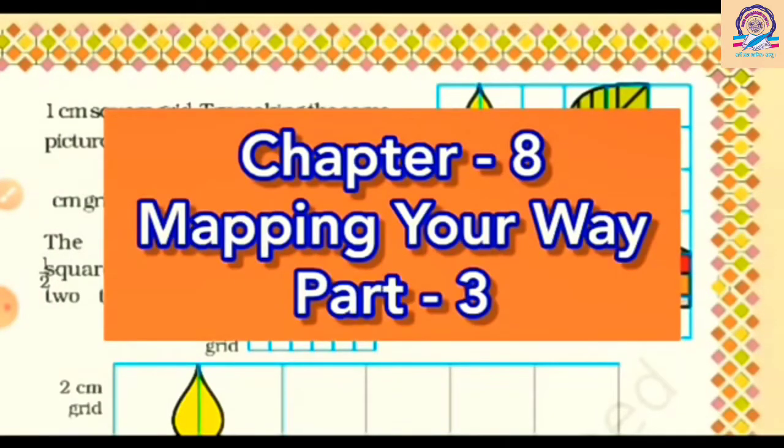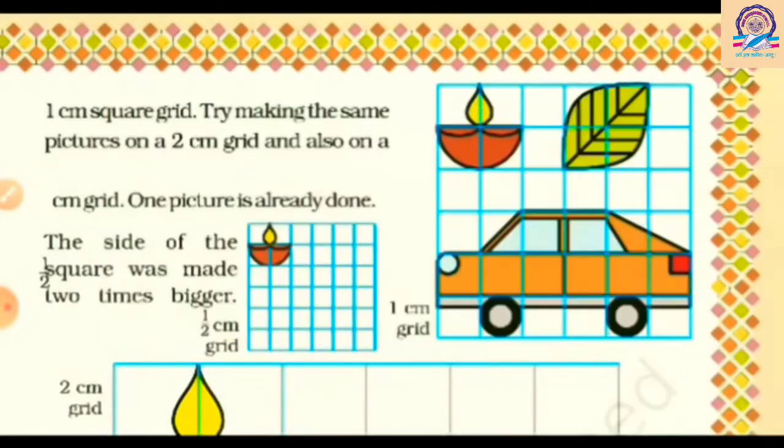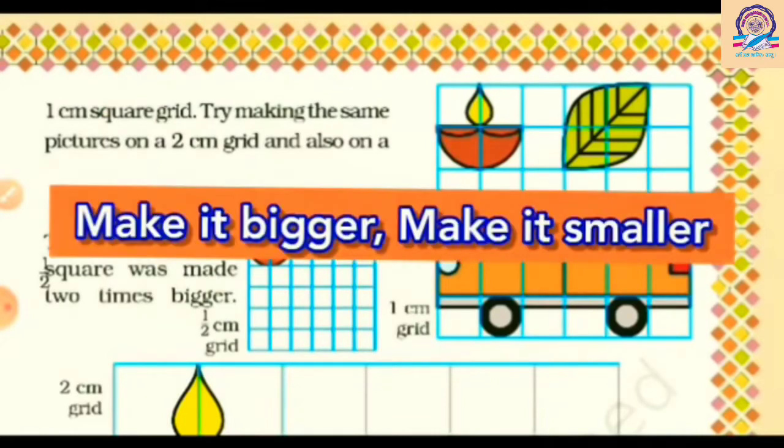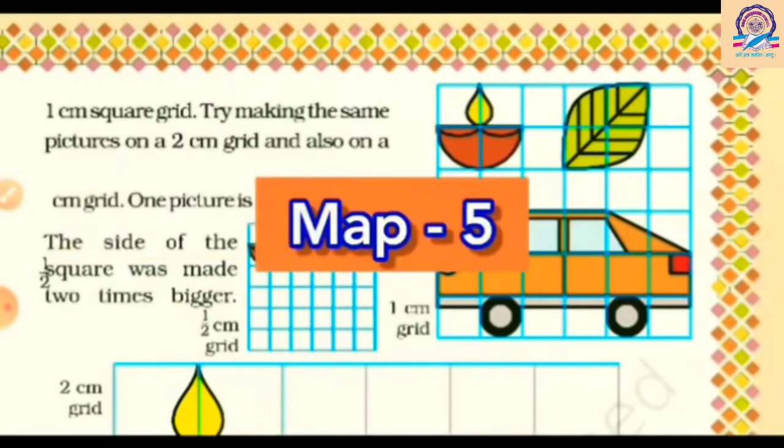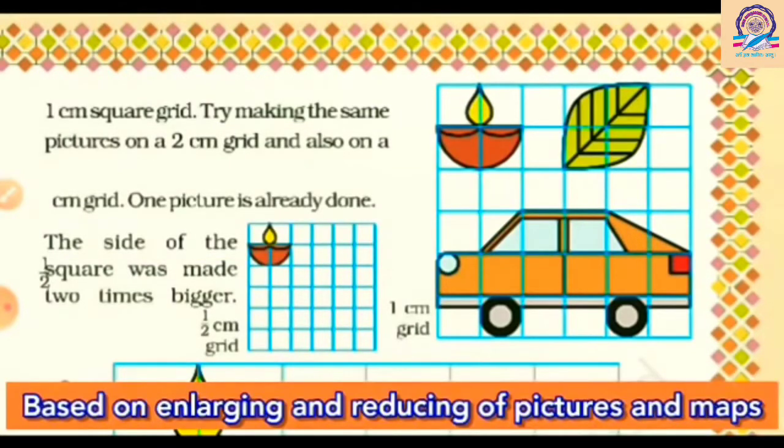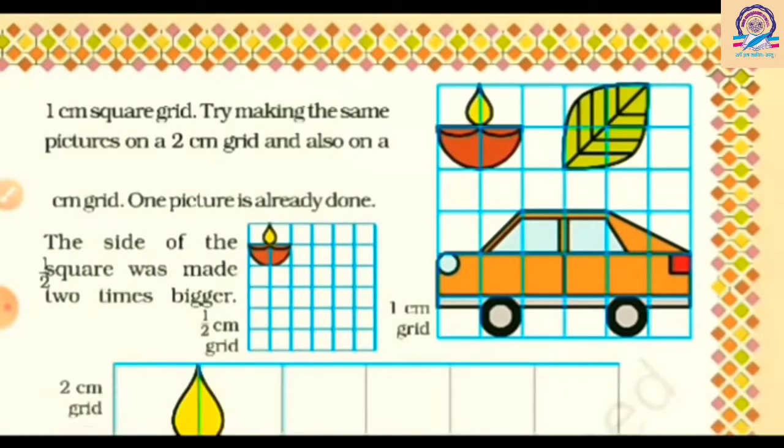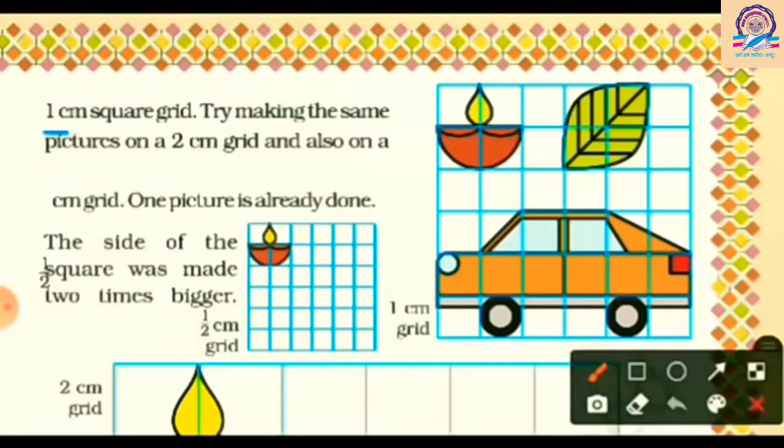Today we are going to start part 3 of chapter 8, Mapping Your Way. I hope you all have watched part 1 and part 2. Today we are going to study Make It Bigger, Make It Smaller and Map 5. Both these topics are based on enlarging and reducing pictures and maps, as we do in our mobile phone to zoom any photo. So let's start with the chapter.